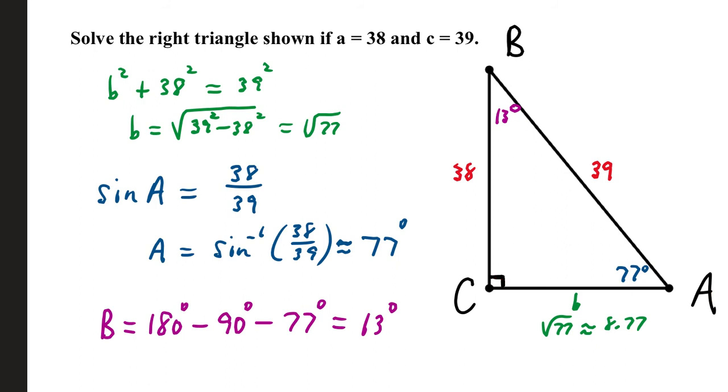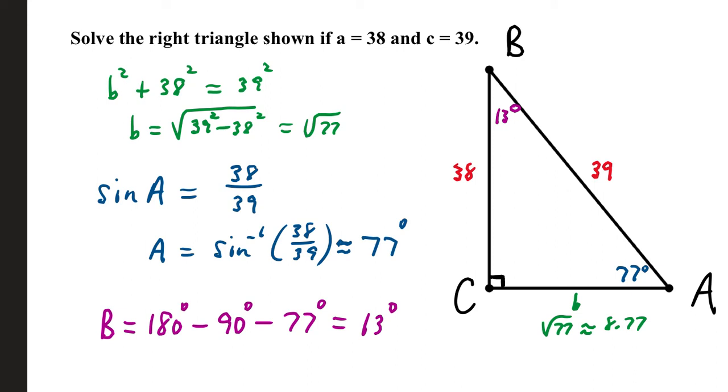A and B, you can label those either way, but be very mindful that wherever you label your angle, the lowercase letter of it is opposite. So if you put capital A in this bottom right vertex, side A will be here, opposite of it. Side C was 39.